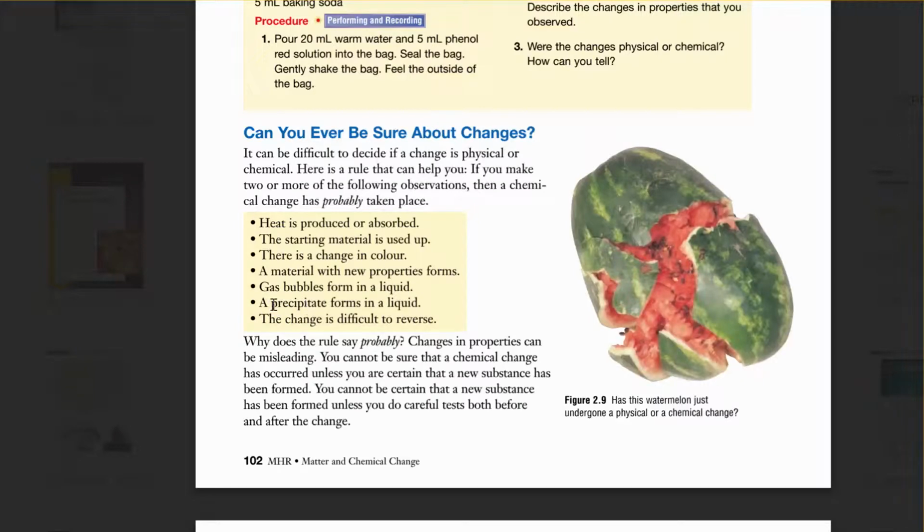It just means like the little powder. So let's say you mix two liquids together and you end up getting a powder that comes out of it, like on the edge of the glass. That would be called a precipitate. So it forms in a liquid. The change is difficult to reverse. So that's kind of what we talked about before, but it can be reversed, or in some instances it can be reversed if it's a chemical change. So again, probably. All right, going on back.